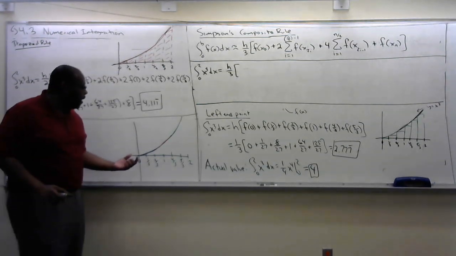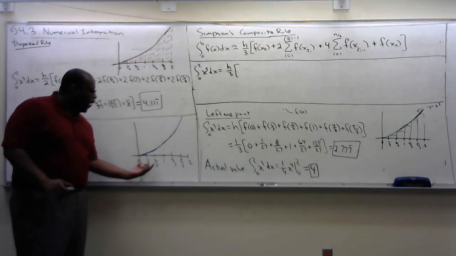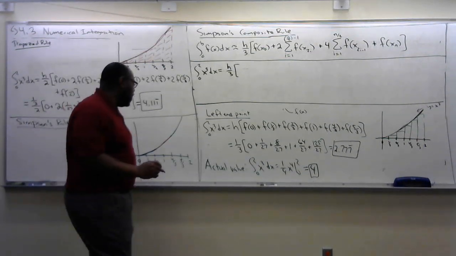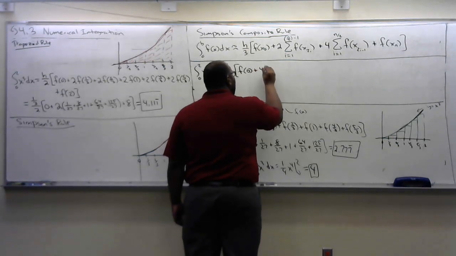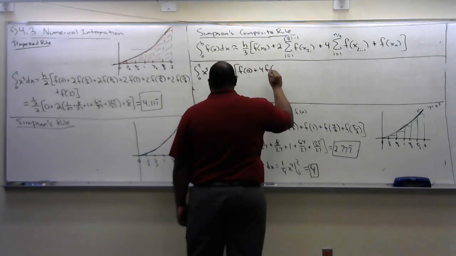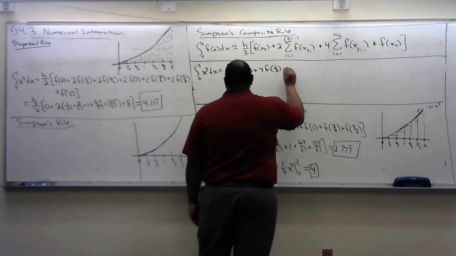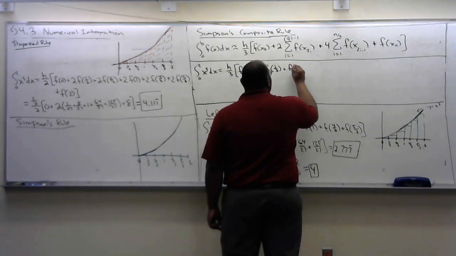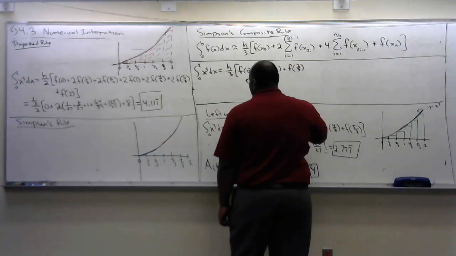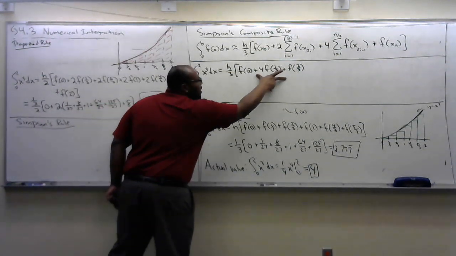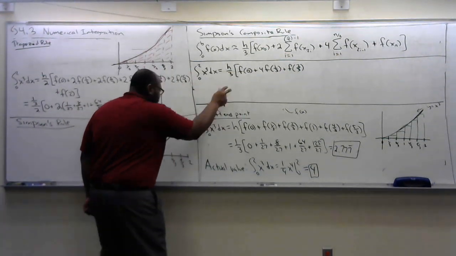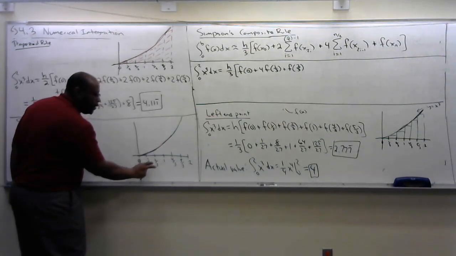You can think of that as kind of, and then I'm going to look at these 3 points for the first one. We know that this is going to be f of 0 plus 4 times f of 1/3 plus f of 2/3. That takes care of this one right here. So it's going to be this times h divided by 3 will give me the area underneath this. Okay.